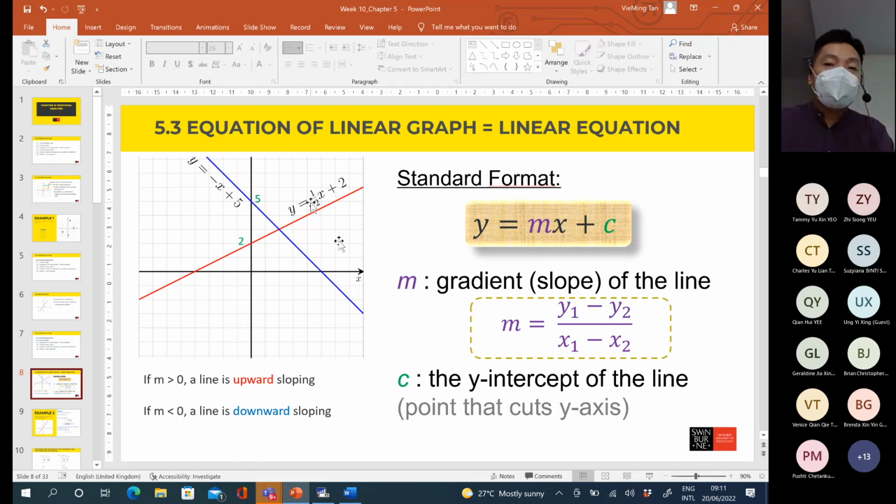If the n value is a negative number, like this one, you see this n is negative 1. The n value is negative 1 for the blue line. So that means this line will give a negative slope.